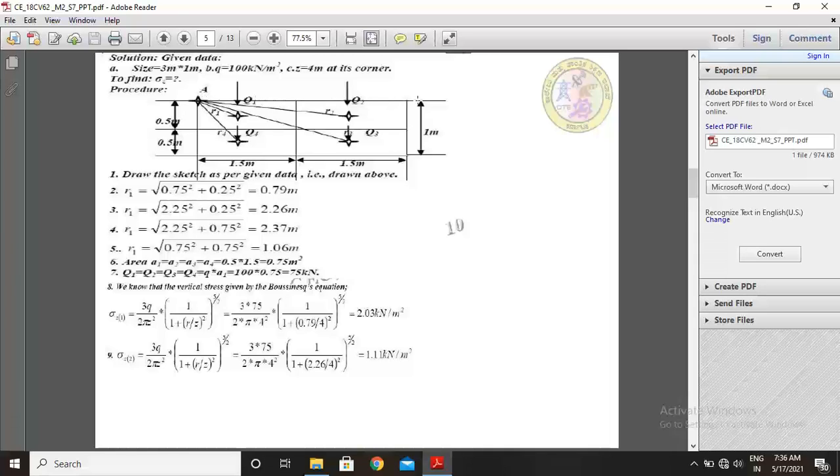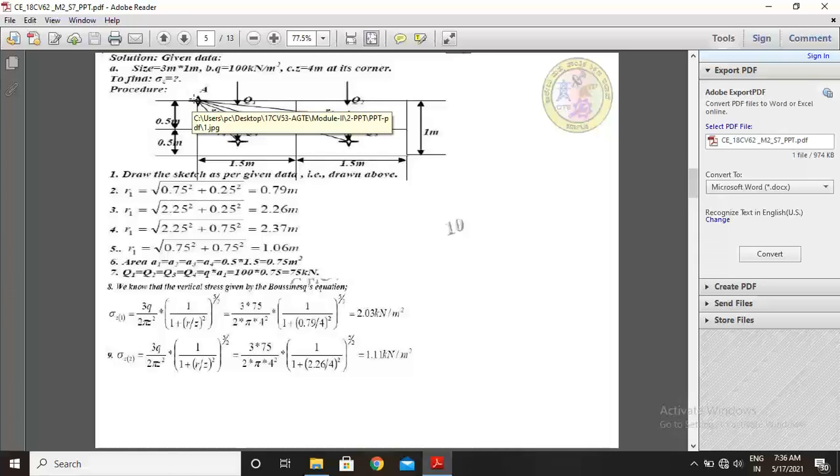So this is the rectangular area 1 meter into 3 meter. Now divide the rectangle into 4 parts. So 1 divided by 2, that is 0.5 meter, and 3 divided by 2, so now it becomes 1.5 meter for each rectangle. So each rectangle dimension is 0.5 into 1.5, for all four. Then you locate point A at the corner. This is the required stress point.